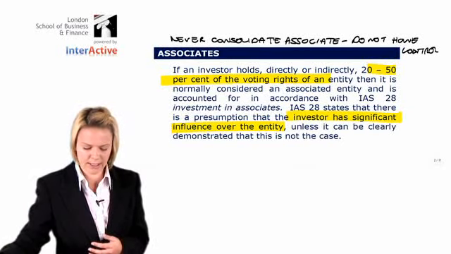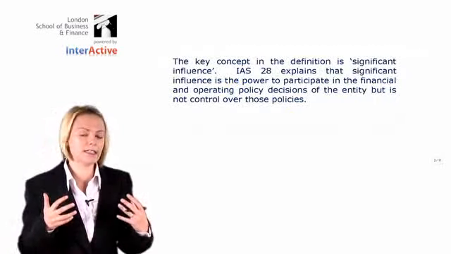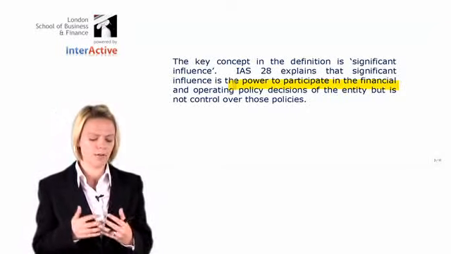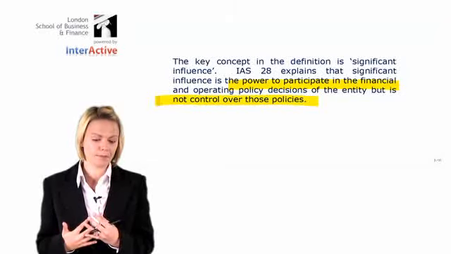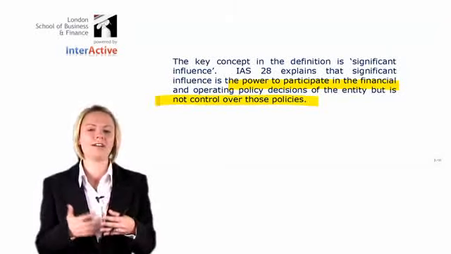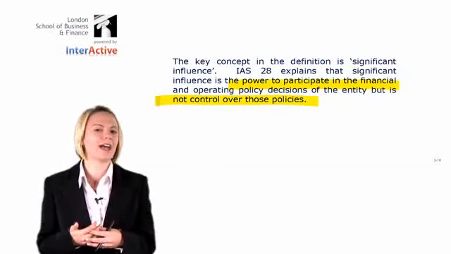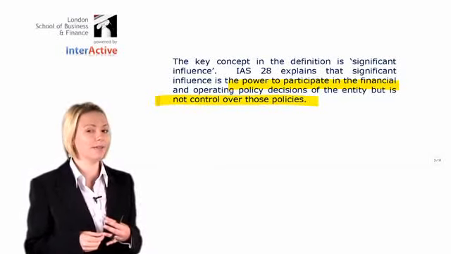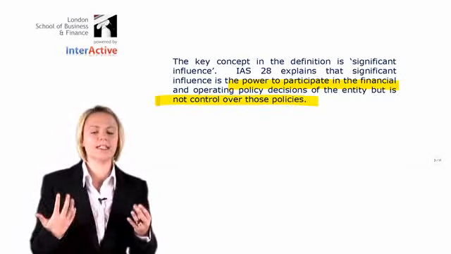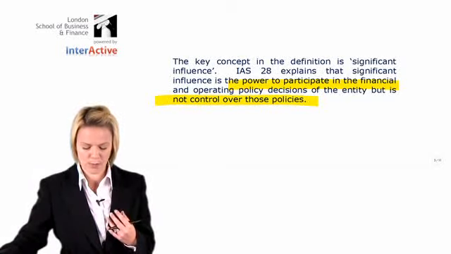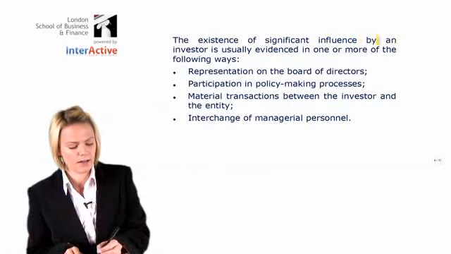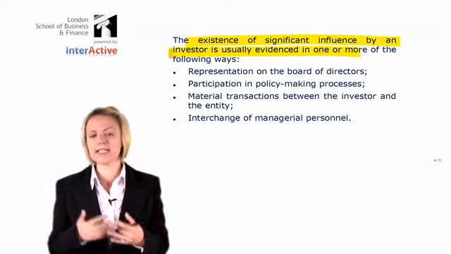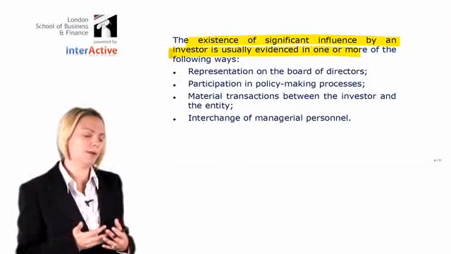So, looking at significant influence then, IAS 28 explains that significant influence is the power to participate in the financial and operating decisions of the associate, but not to control them. And significant influence is generally obtained by acquiring 20 to 50% of the ordinary voting shares of that entity. So, it's not a subsidiary, we're dealing with an associate now. Now, you can get significant influence in other ways than just having 20 to 50% of the ordinary voting shares. For example, the existence of significant influence is usually evidenced in one or more of the following ways. Obviously, 20 to 50% of the voting shares would be one of them, but there could be others.